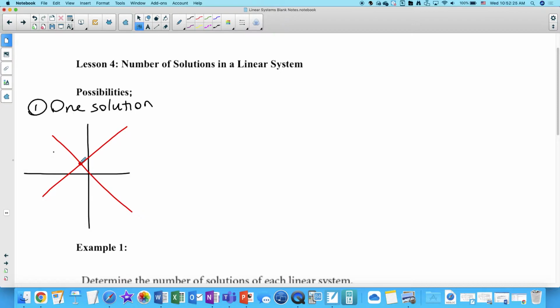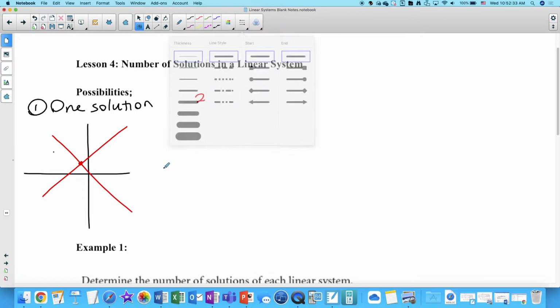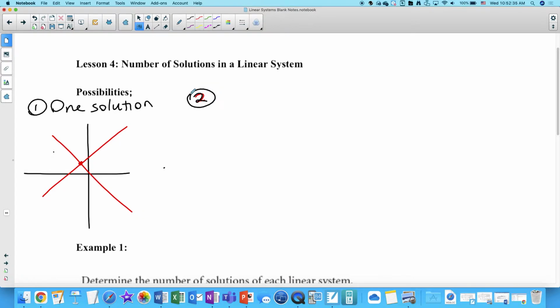Yeah, parallel, exactly. Yeah, so if we end up with parallel lines, we actually will have no solution because those lines never intersect. Right? So what would that look like?